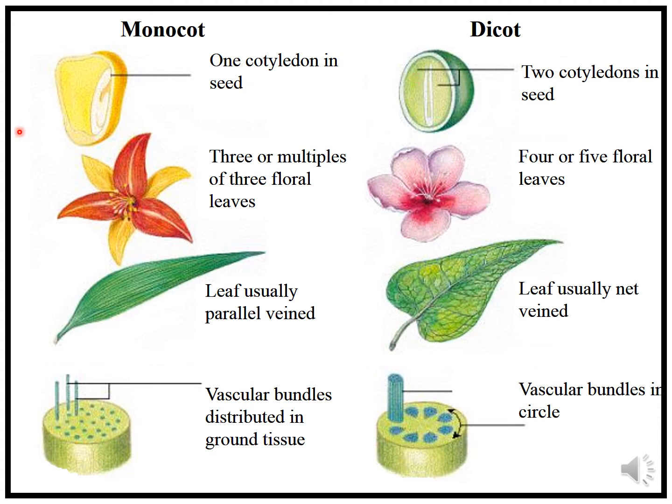The second difference between the two groups lies in their floral leaves or their flowers. In monocotyledonous plants, the floral leaves are always 3 or in multiples of 3, so 6 or 9, for example. While in dicotyledonous plants, there are always 4 or 5 floral leaves or multiples of 4 or 5.